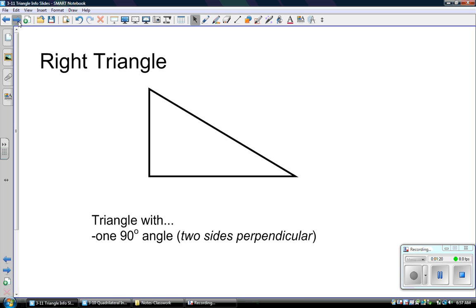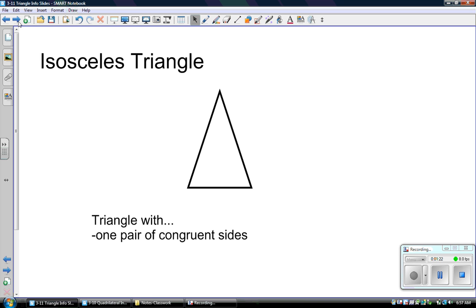The last triangle we're going to look at is the isosceles triangle. An isosceles triangle is a triangle with one pair of congruent sides. What that means is that two of the sides are the same length. So in order to show that something is an isosceles triangle, you would have to show that at least two of the sides have the same length as one another.